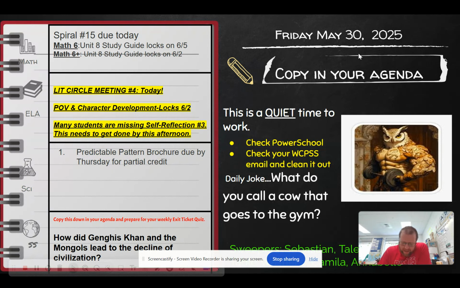We will be taking EOGs in a couple weeks here. June 16th is the math EOG. June 17th is the ELA EOG. As far as next week goes, we'll be doing some EOG review in both Math 6 and 6 Plus.